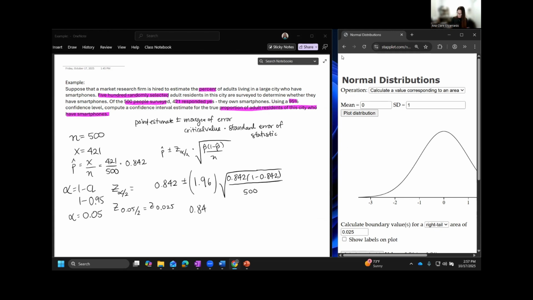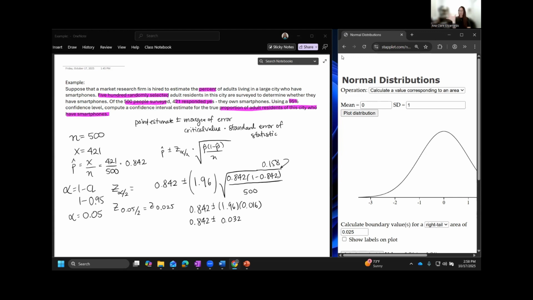0.842 plus or minus 1.96 times, so the order of operations and following in your calculator is really important. 1 minus 0.842 is 0.158, just for reference. We're going to multiply that by 0.842 and then divide that by 500. And then we're going to square root that, which gives us 0.016. Then again, I need to multiply that by 1.96 to calculate the margin of error, and that gives me 0.032.